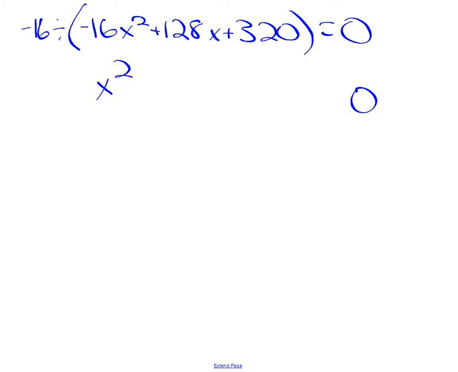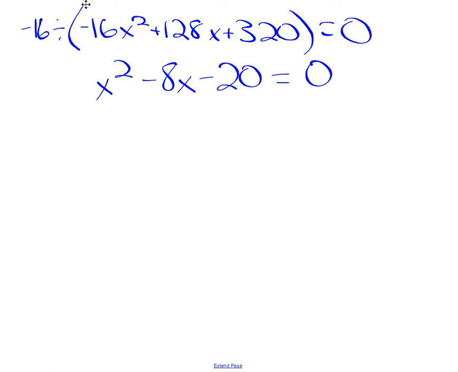128 divided by 16, are we sure that's 8? Positive? Can we double check that? Okay. So it's going to be minus 8x, and then minus 16 is 20. Okay. So far so good. Equals 0. And so we're saying we can't factor that?